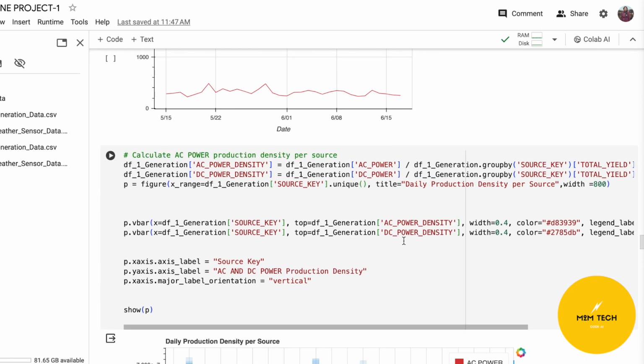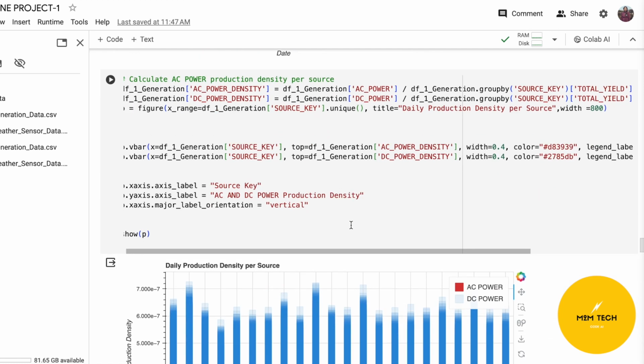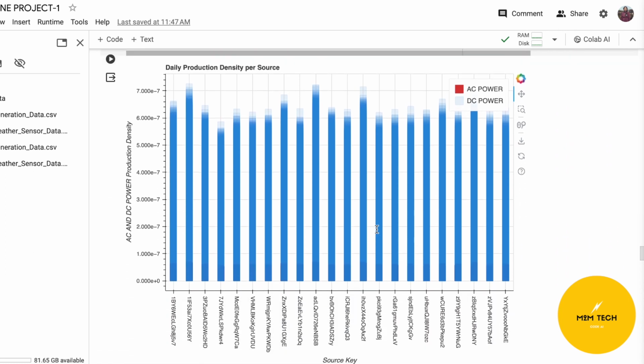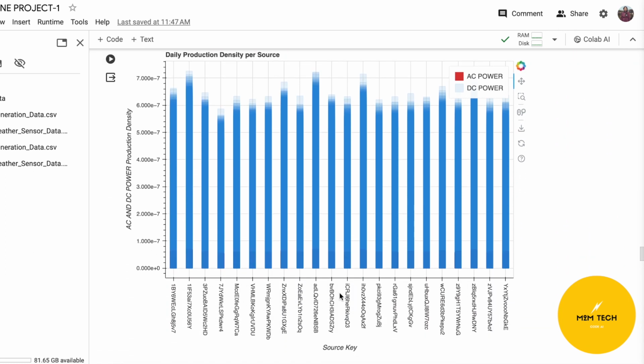Next, I have calculated the power production density, which examines the efficiency of each source in converting sunlight into electrical power. On the x-axis, I have represented my 22 source keys, and on the y-axis, there is the AC and the DC power, which suggests that some sources have greater efficiency in power generation as compared to the others. Here, my AC power is overlapping with the DC power, although it is representing both the details.